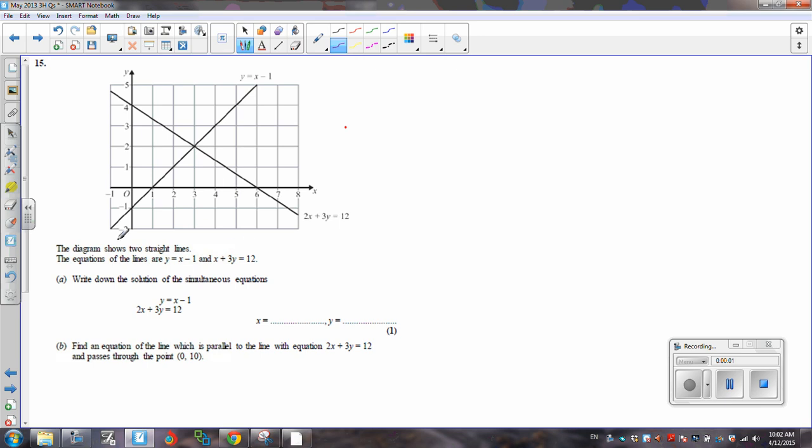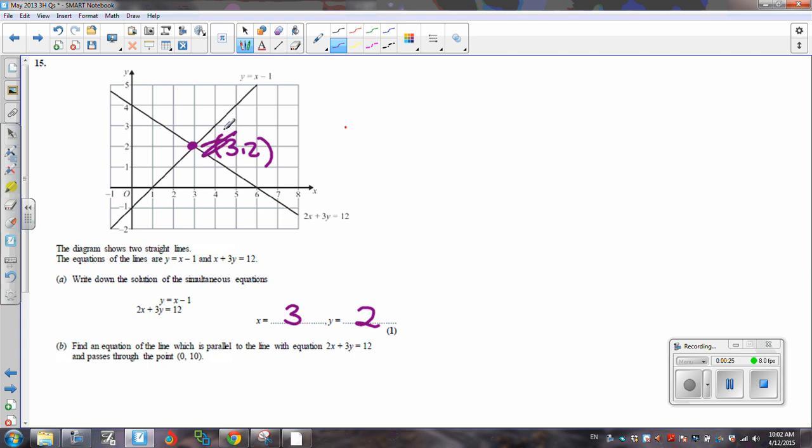Here we have the line y equals x minus 1, and this line is 2x plus 3y is 12. And one of the ways of solving simultaneous equations is, in fact, to draw the lines and then find out where they meet. So simply, the solution of these simultaneous equations is the x and y coordinate at this point here. Well, x is 3, so this is the point 3, 2. X is 3, and y is 2.